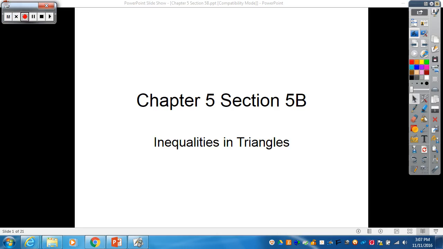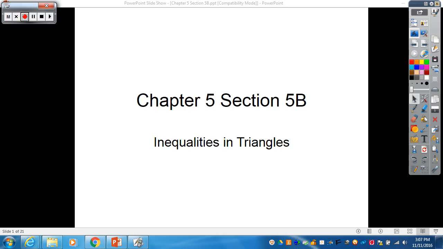We are about to talk about inequalities within triangles. Before we get going, I'd like you to write down the section number and title at the top of the paper you're going to be taking notes on. Again, that's section 5.5, or 5-5B if you want to be really specific. Jot down that we're going to be talking about inequalities within triangles.